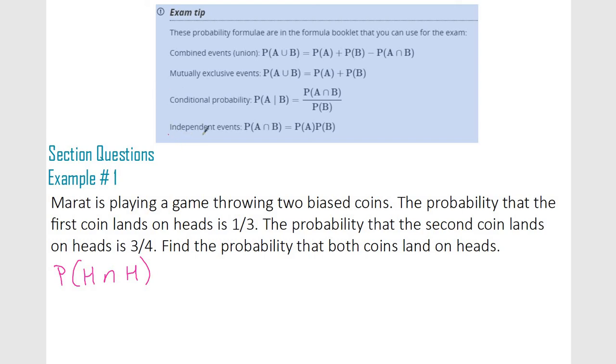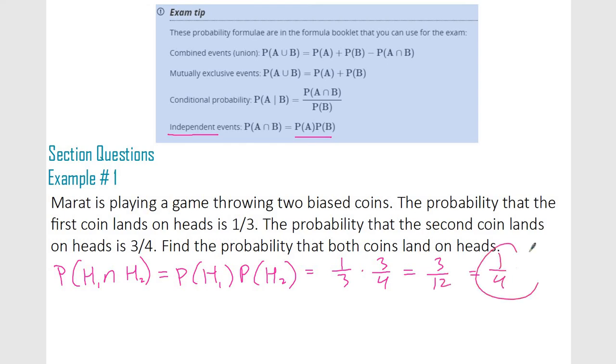Keep saying that, hoping that you realize that means they are independent. And if they are independent, then I can use this formula. So that's the probability of rolling a head for the first coin. And then I can just multiply it by the probability of the second coin. So that is just 1/3 times 3/4, which is just 3/12, which is 1/4, right? Simplify. Okay?